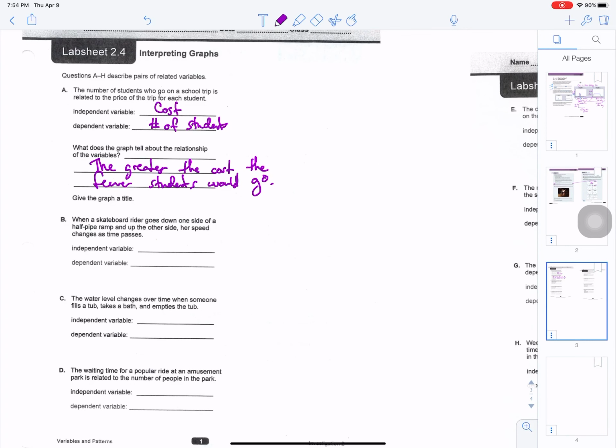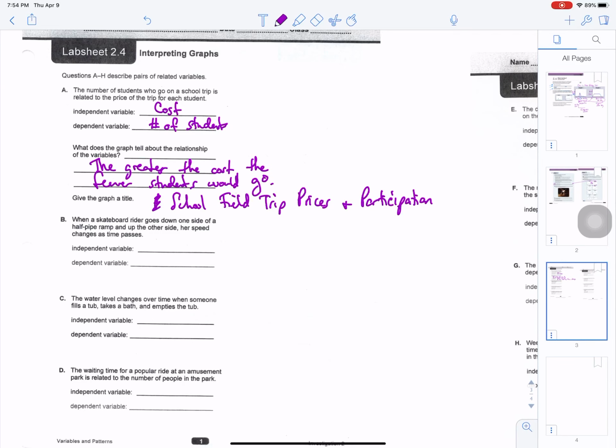All right. Give the graph a title. We could say something like school field trip prices and participation. Something like that.